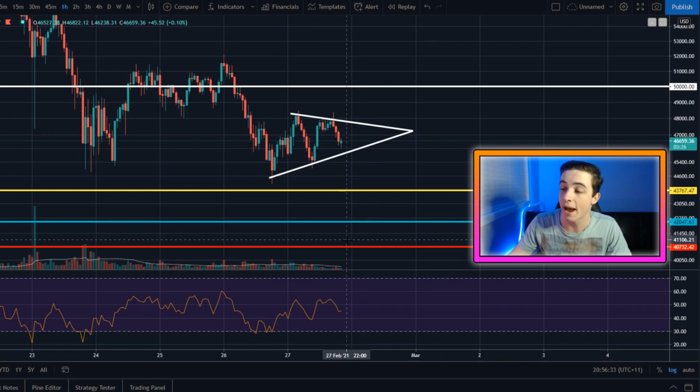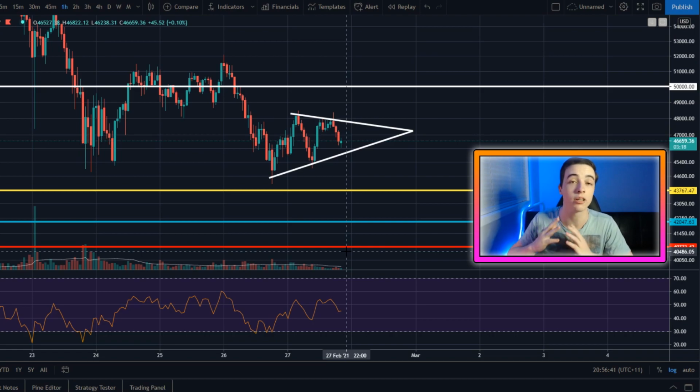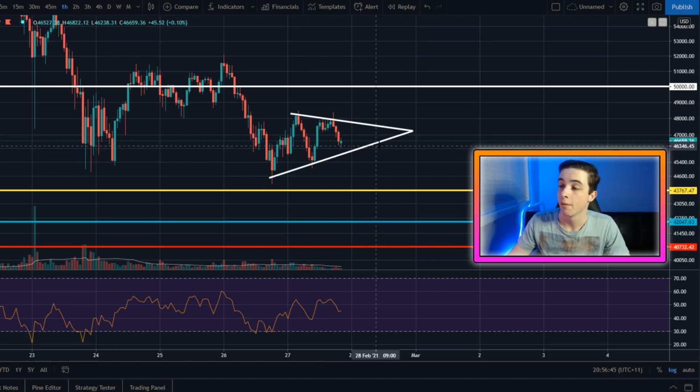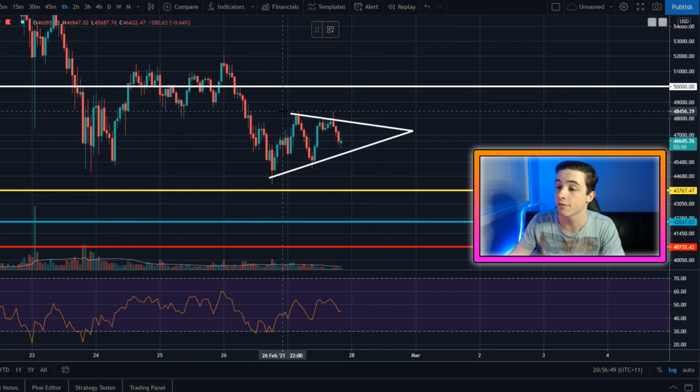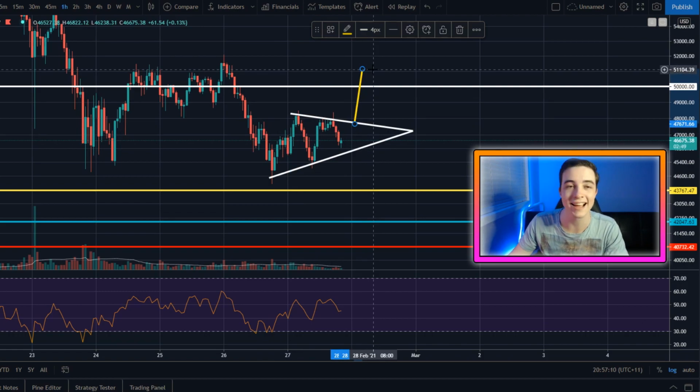And once again, I'll be paying attention for the big volume to come in that exceeds previous volume levels, because that is one of the ways that you can confirm that a breakout is legit. But yeah, if we do end up seeing that breakout to the upside, then my price target for this pattern would be all the way up at this price level up here, which is at around 51,000 US dollars.